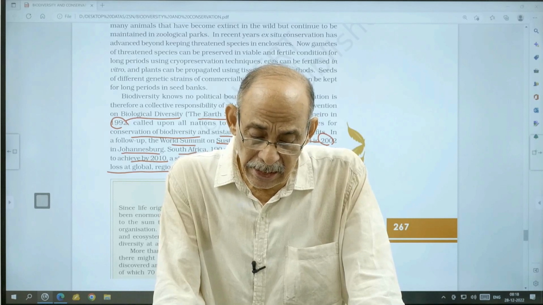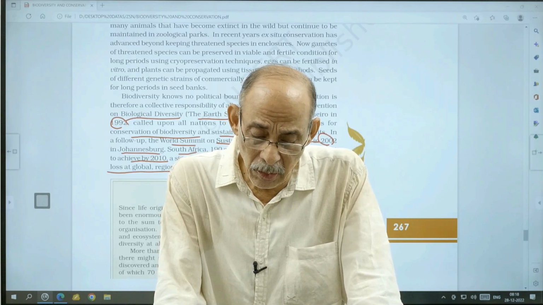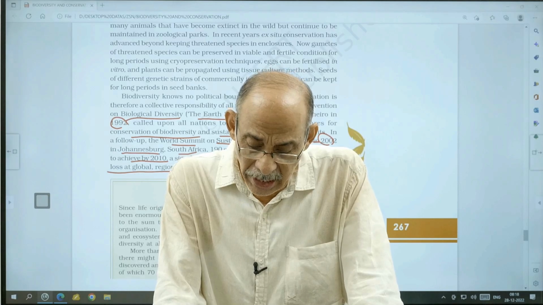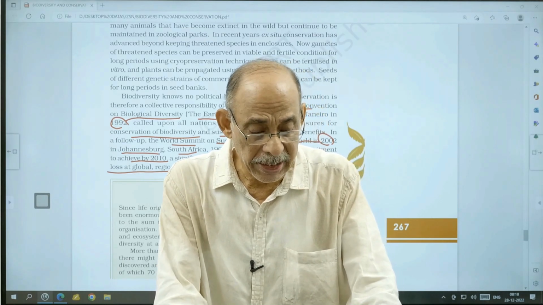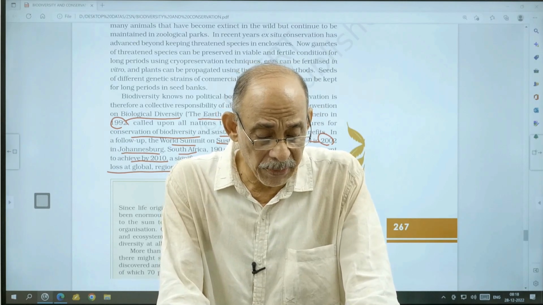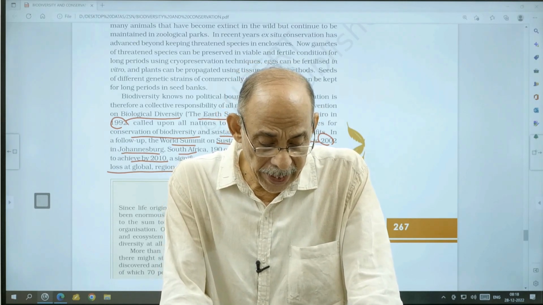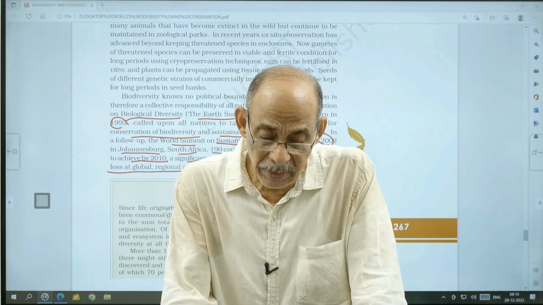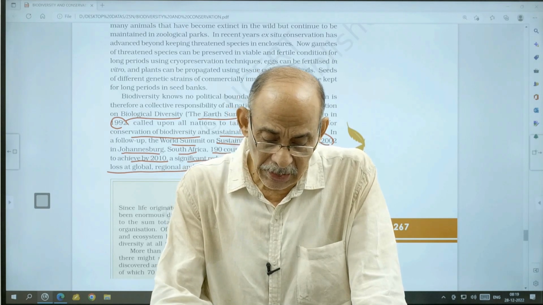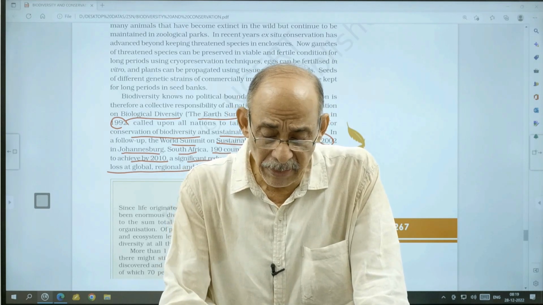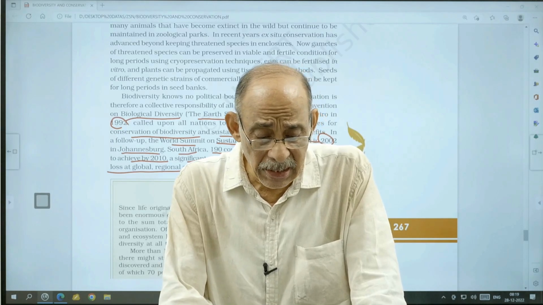Then the distribution of plants and animals on the globe, that is latitudinal distribution, and why the tropical latitudes have more species. Next is the species-area relationship of Alexander von Humboldt. Then the importance of species diversity. Then Paul Ehrlich's rivet popper hypothesis, and the loss of biodiversity and statistics, the numbers of different species being lost.